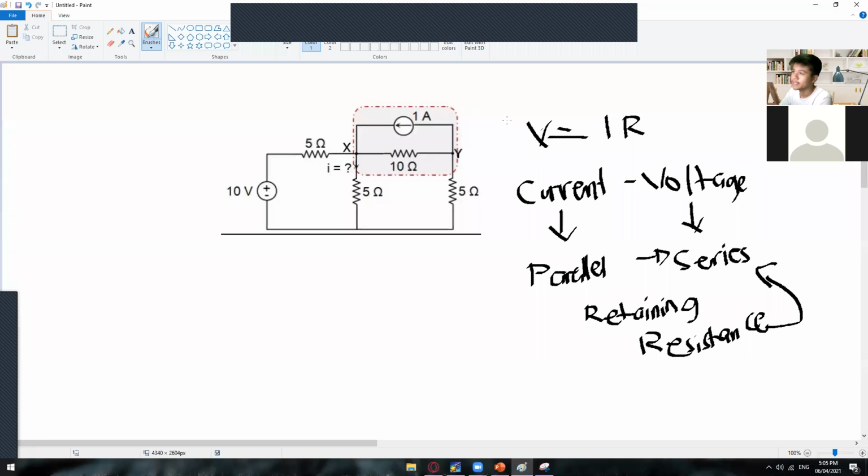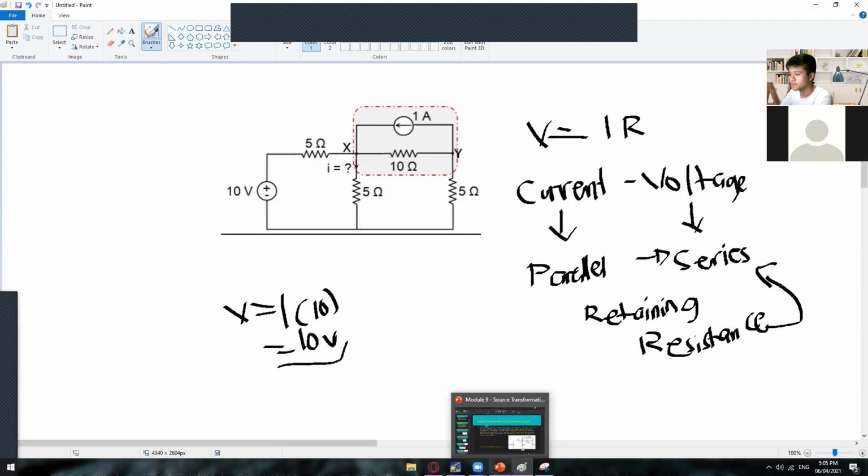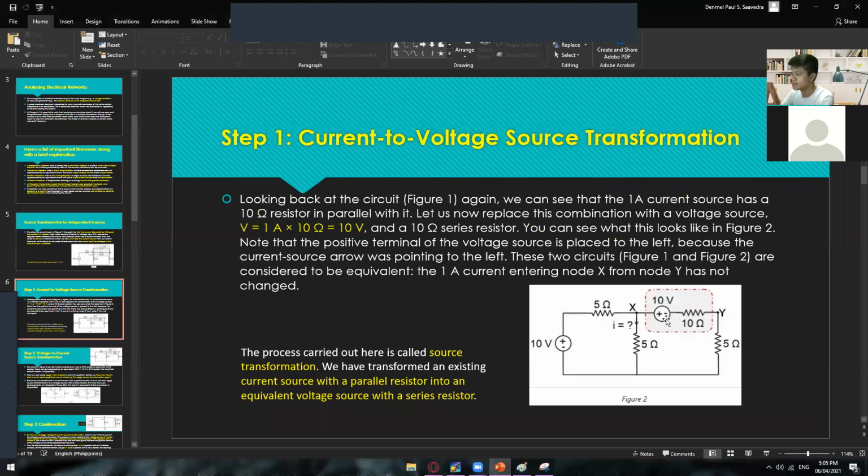All right. So again, just apply Ohm's law. V is equal to I times R. So V is equal to 1 amp times 10 ohms. It will give you 10 volts. So that's how we got these 10 volts right here.